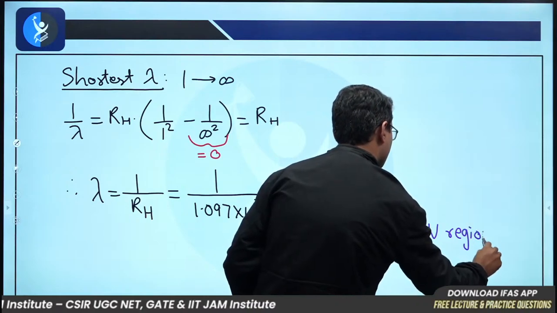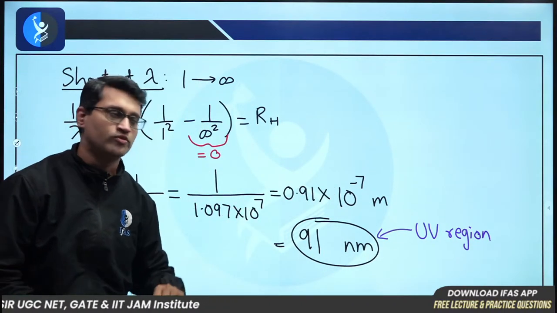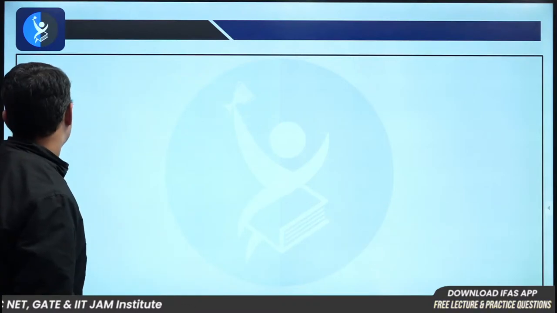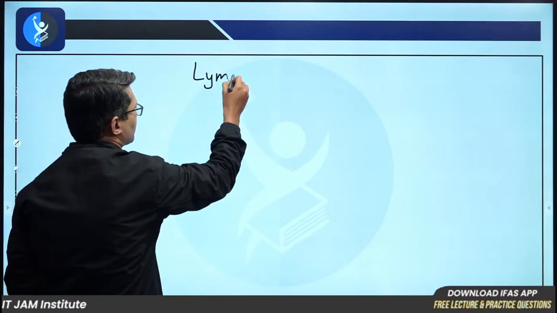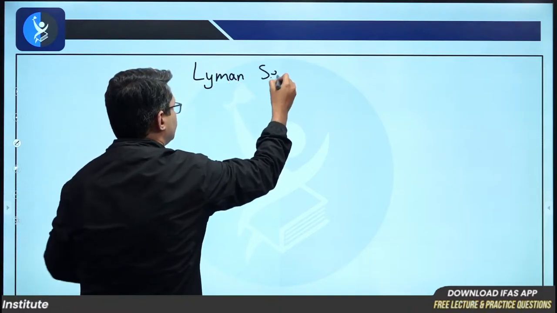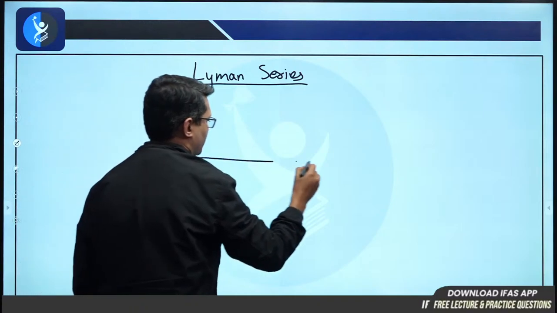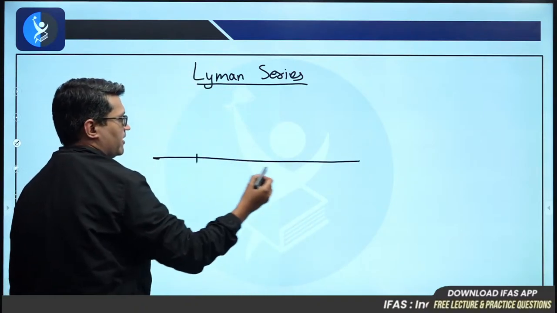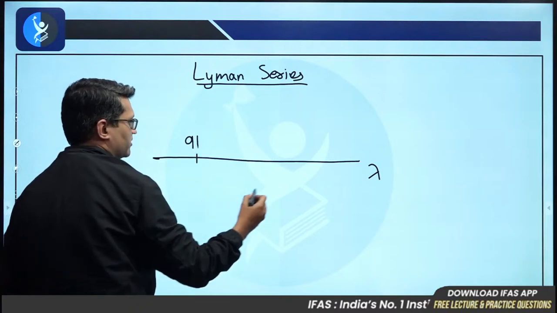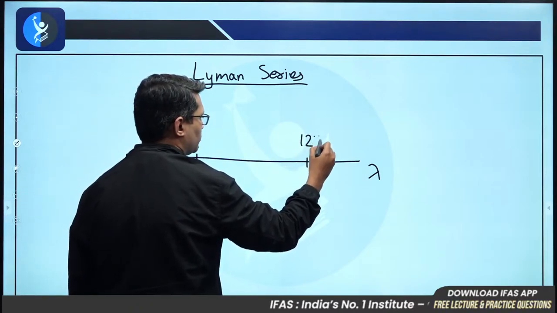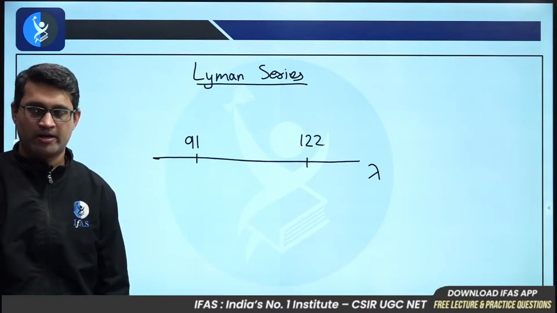Which means the Lyman series is actually a series of lines that appears in the UV region. These are various frequencies or wavelengths that are absorbed. If you plot lambda here, the lowest wavelength is 91 nanometers, and the highest wavelength is 122 nanometers.